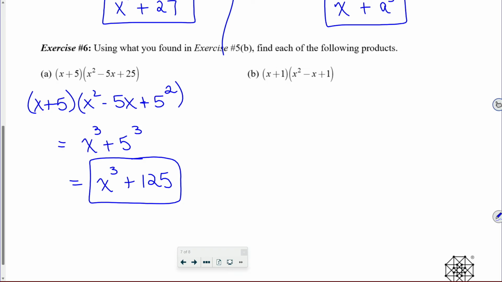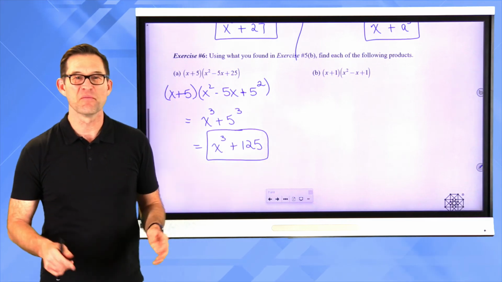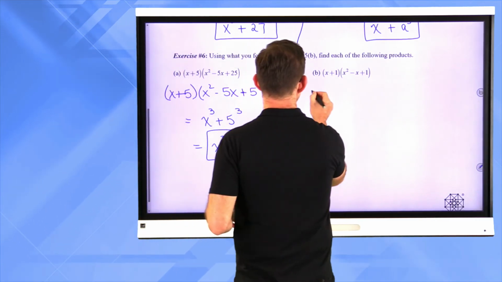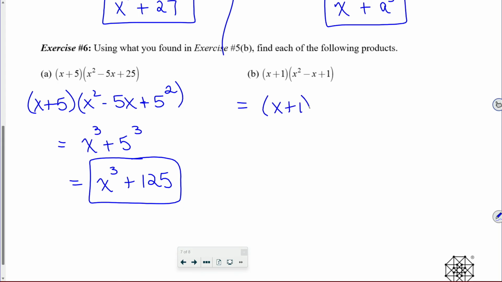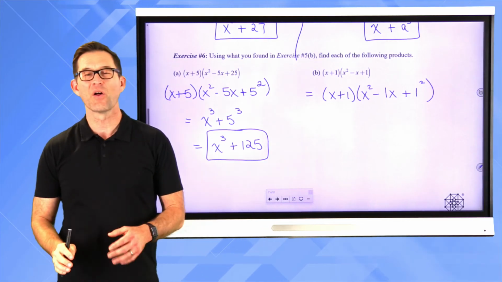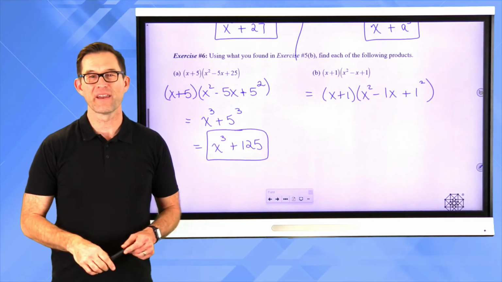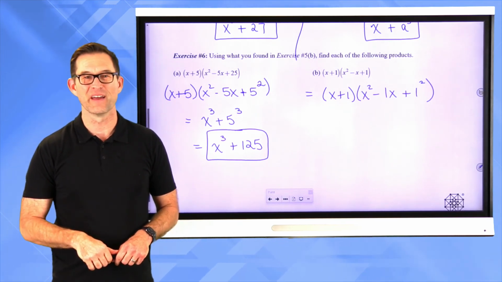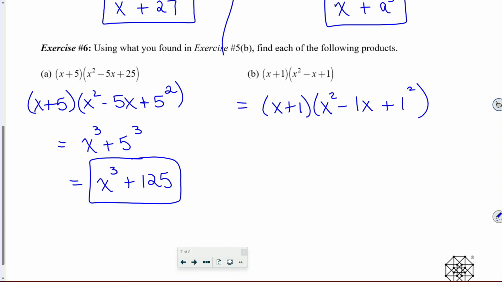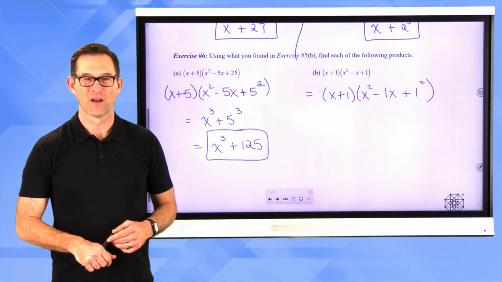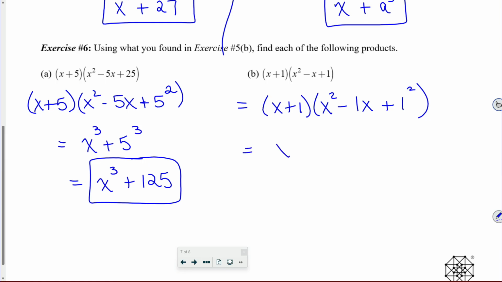Here we have x plus 1 times x squared minus x plus 1. Now again, keep in mind, this actually does fit the same pattern because this is x plus 1 times x squared minus 1 times x plus 1 squared. That is still that exact pattern. So what will that end up being? Pause the video now and see if you can write down the final answer. All right, well, this just ends up being x cubed plus 1 cubed, and that's x cubed plus 1.